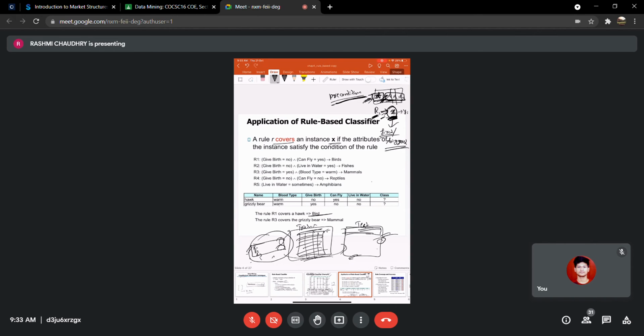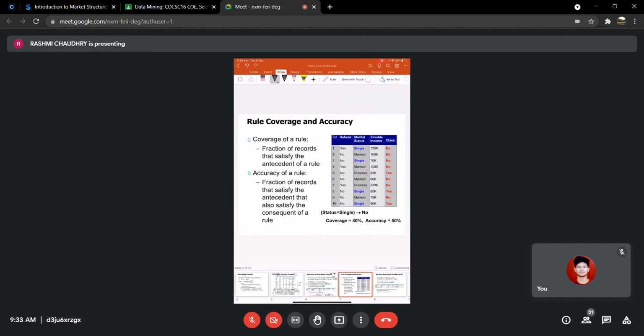Now I have to find out the blood type. Blood type is warm. Gives birth, yes. Okay, so I will say that rule 3 is triggered. Now I will define it as a mammal. Its class label will become mammal. So in this way, we can find out for the unknown inputs.